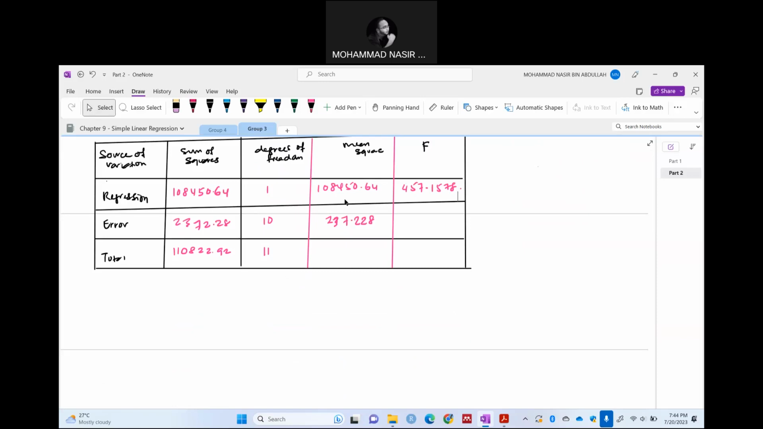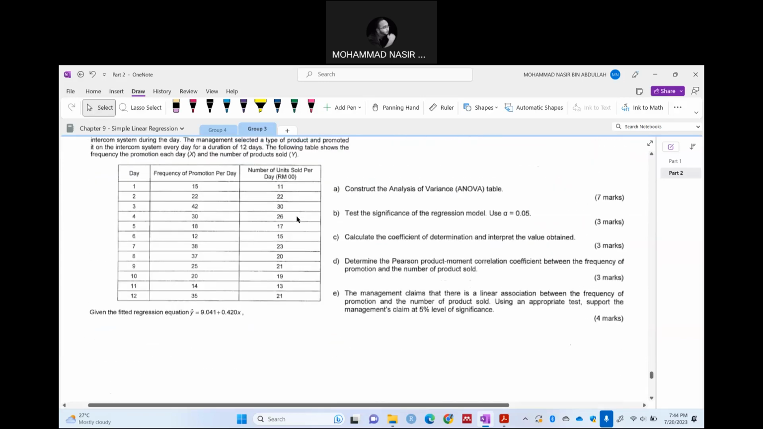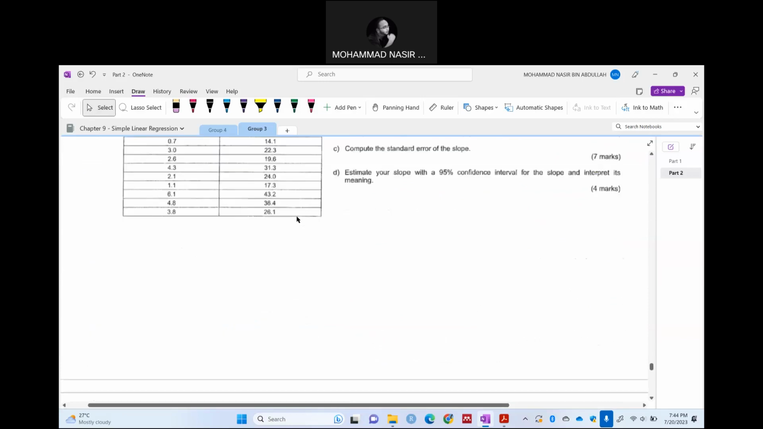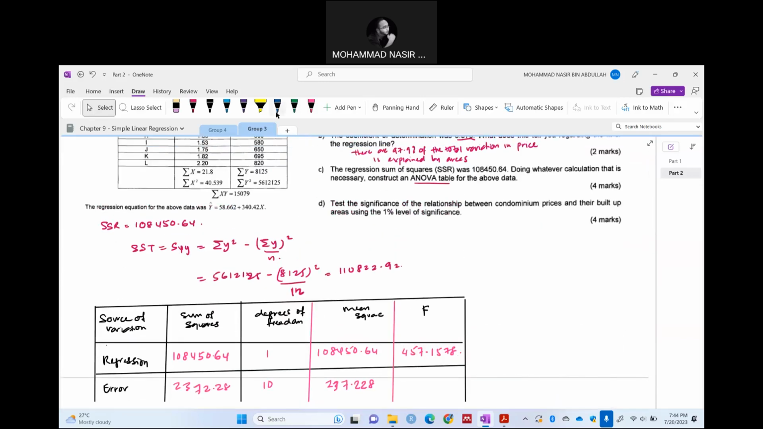Okay. Ada soalan? Any questions so far? No question? Right. So example number 20 and 21, I think you can do by yourself. Right. Soalan? Ada soalan?